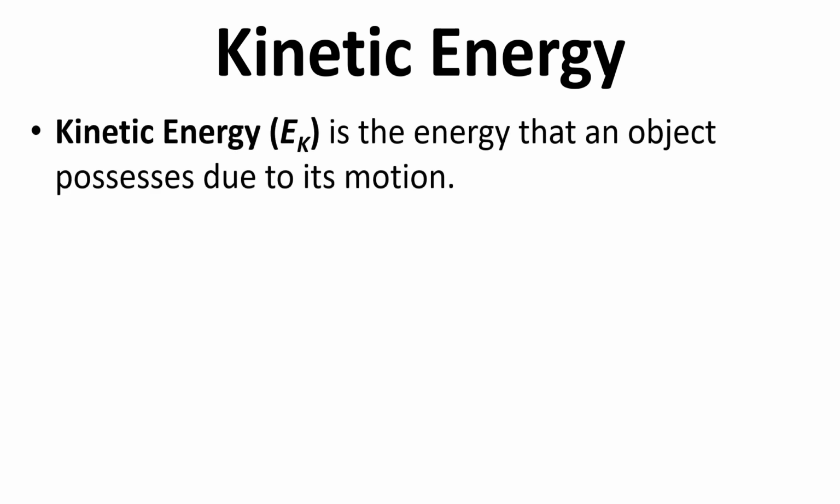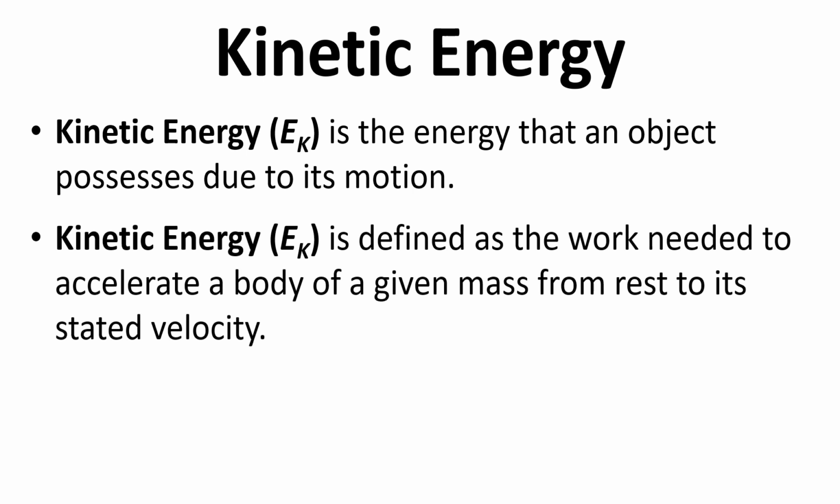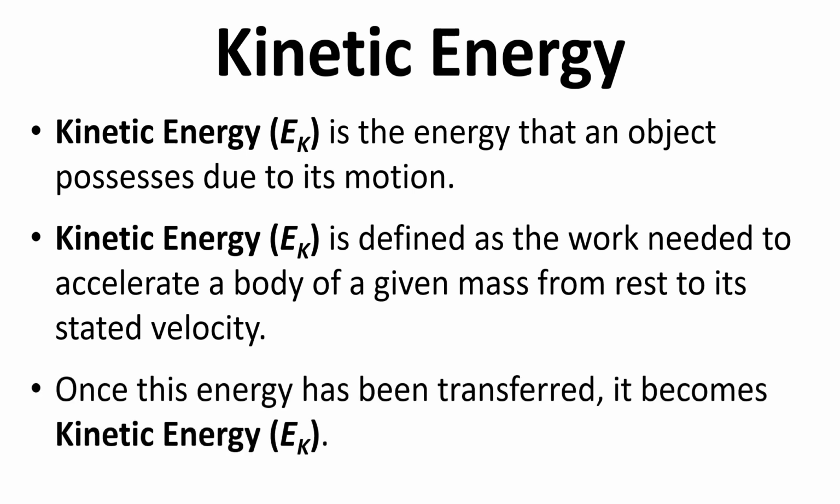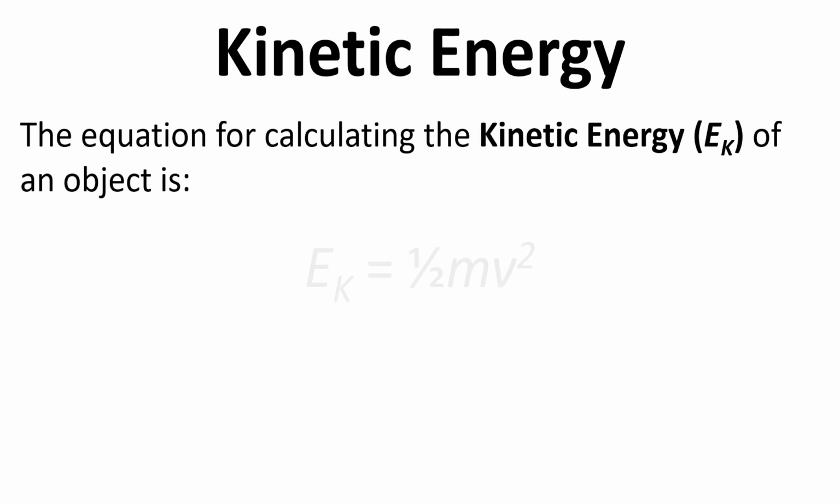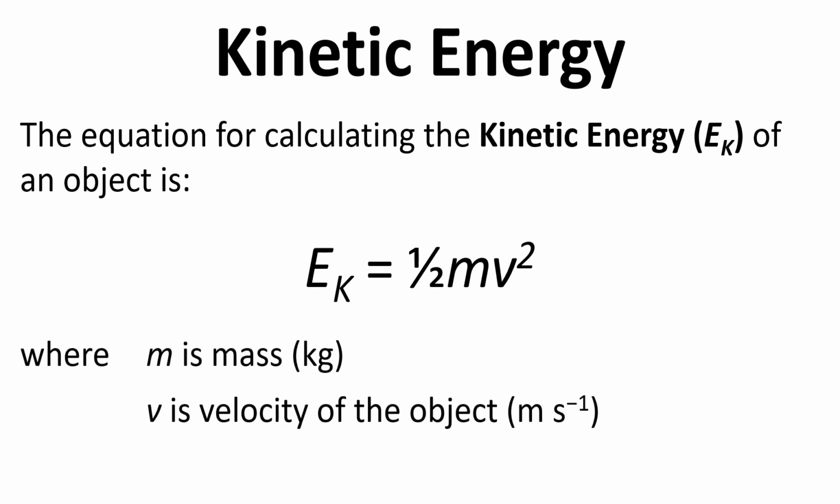And that moves us on to the concept of kinetic energy, which is the energy that an object possesses due to its motion. It's defined as the work needed to accelerate a body of a given mass from rest to its stated velocity. And once that energy has been transferred to the object, it becomes kinetic energy. Okay, the equation for this is E_K equals half mv squared, where m is the mass and v is the velocity in meters per second.